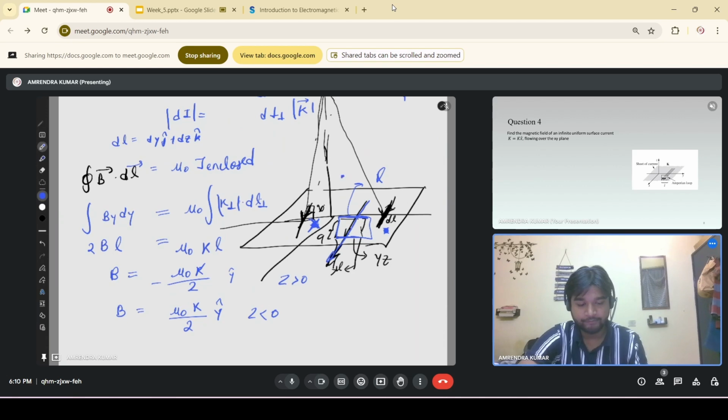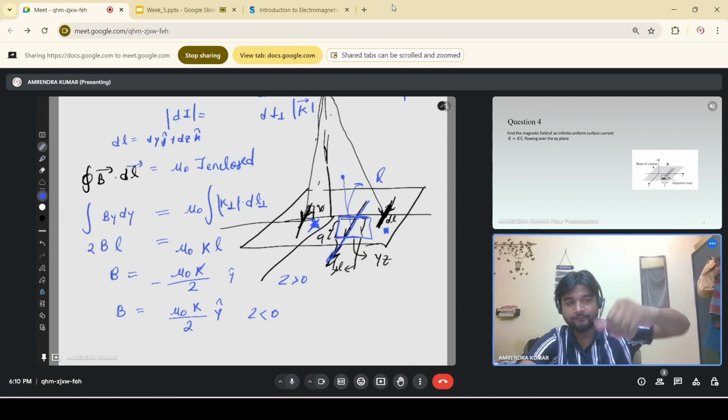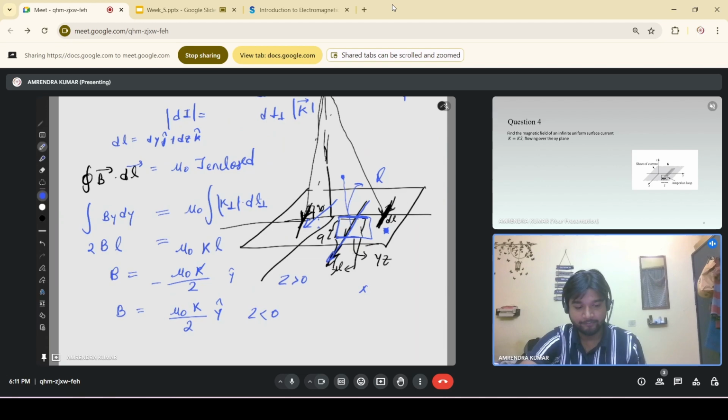At some point here, if you calculate this z greater than 0, what will happen? The distance is like this, the current is like this, and the point you have is up. So what you do is put your thumb on the current line, then calculate the point that is up. So the field lines will be along this y direction. Sorry for that.